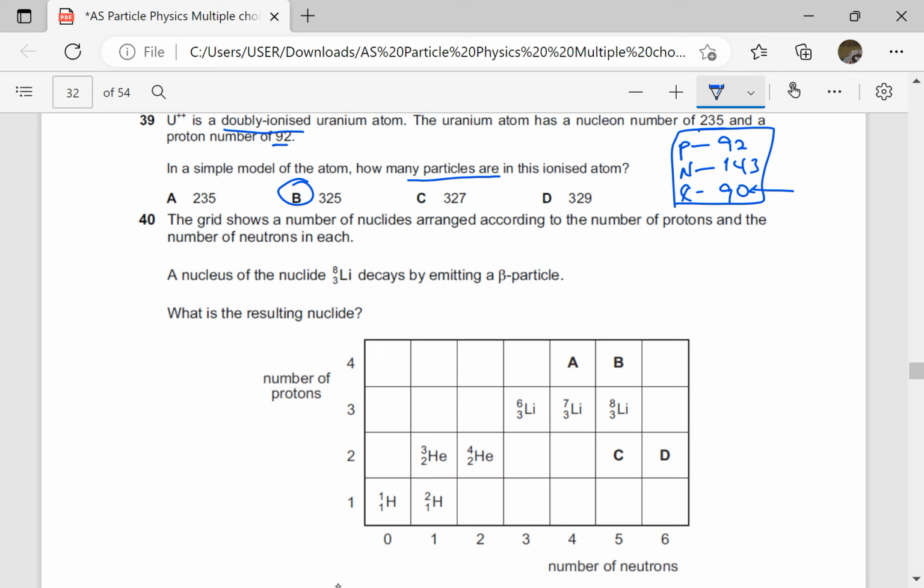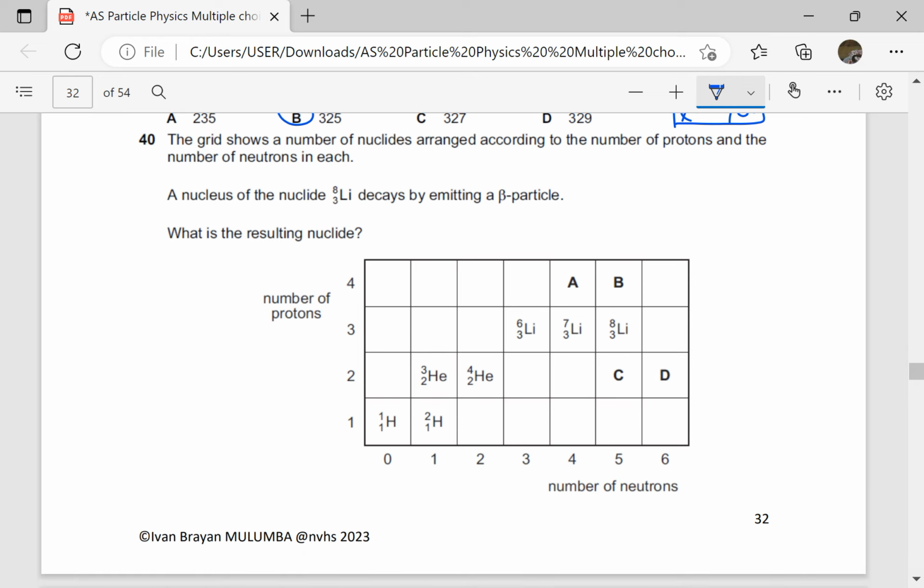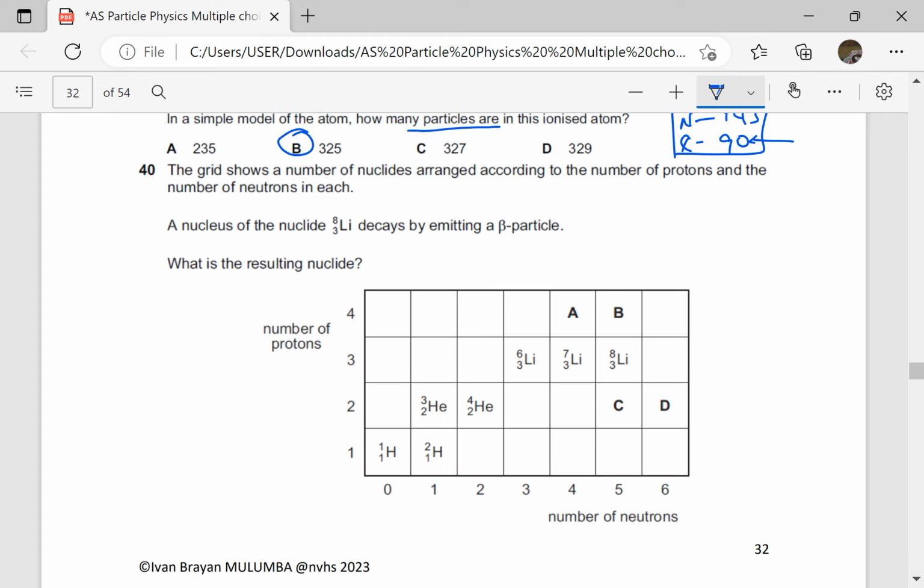The grid shows the number of nuclides arranged according to the number of protons and the number of neutrons in each. A nucleus of the nuclide lithium 8, 3 decays by emitting a beta particle. I mentioned that every time they just mention a beta particle, just know it is beta minus. Beta particle is 0, -1. What is the resulting nuclide? So the nucleon number is not actually going to change.